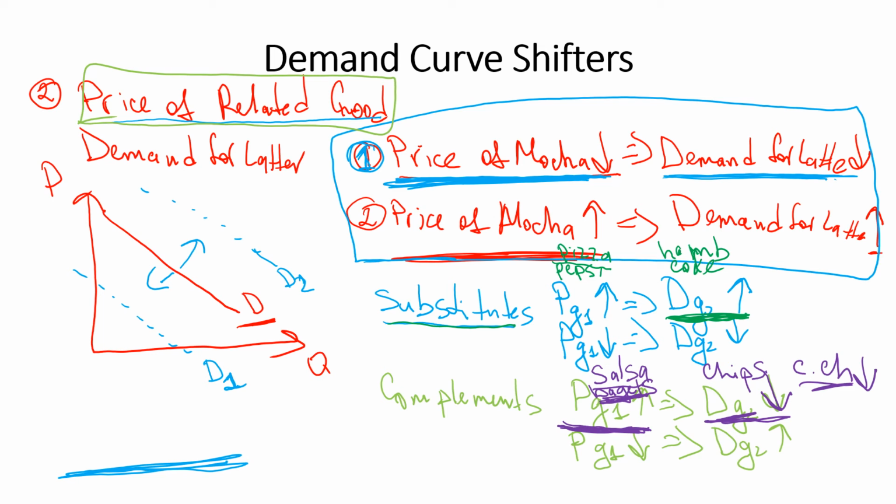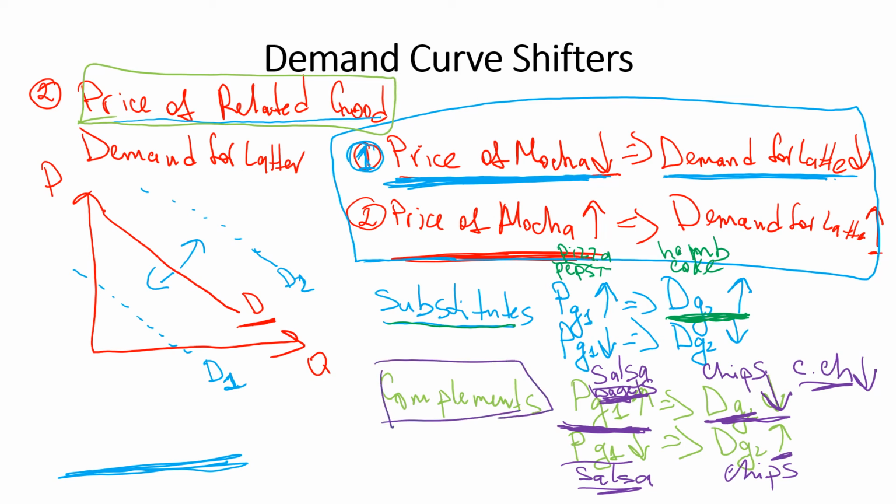And vice versa. Remember, if the price of salsa is decreasing, you're saying, oh, salsa is actually on sale right now. The price is very low. I'm buying salsa. Therefore, if I'm buying salsa, I'm going to buy chips. So demand for chips is actually going to increase. So these are going to be our complements.